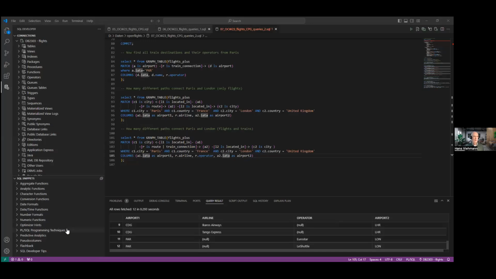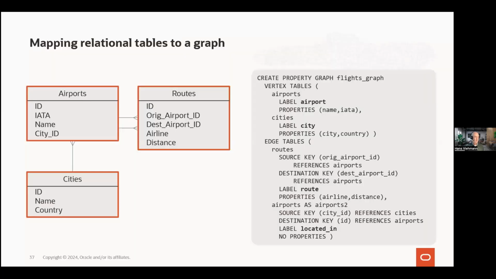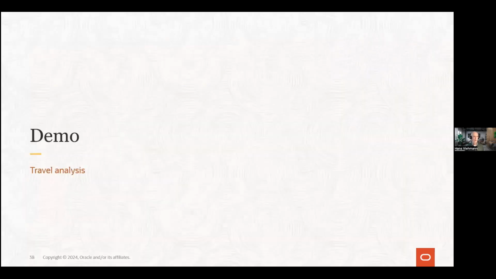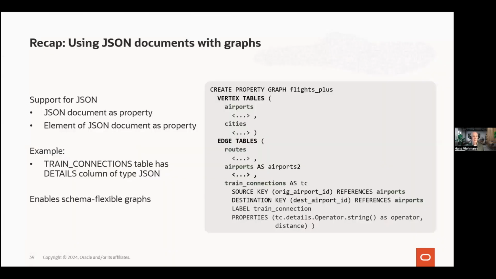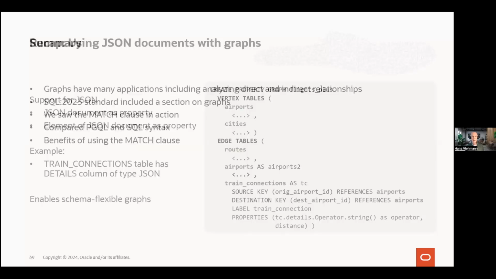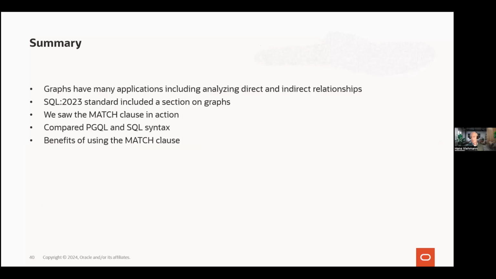I think we are back to the slides, Denise, are we? Yes. Good. Okay, so we've seen the demo. The idea was to add a JSON object. You can either have a full JSON object, which you can surface through the columns clause, or you just extract one element of the JSON document as a property. And that is nice because it gives you schema flexible graphs. And that was all I wanted to show you. And with that, I wanted to hand back to Denise for the summary.